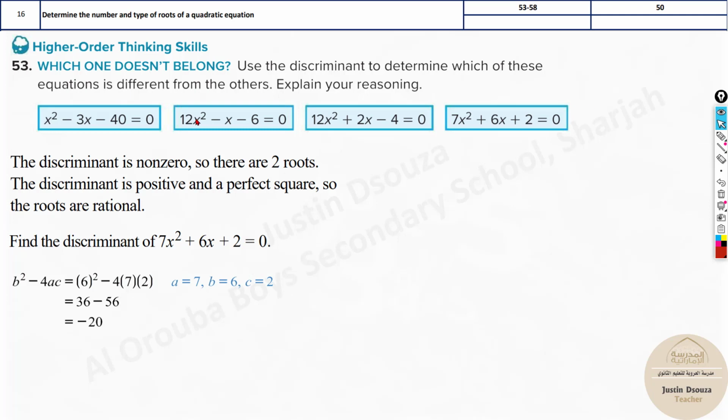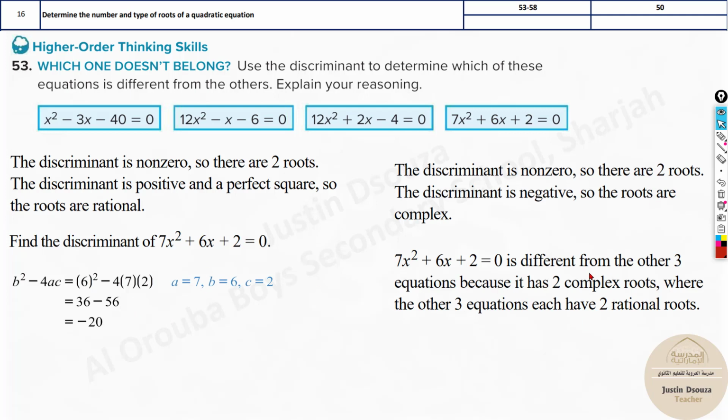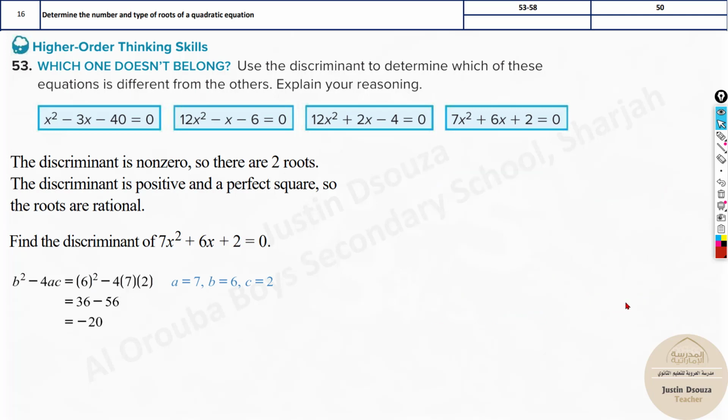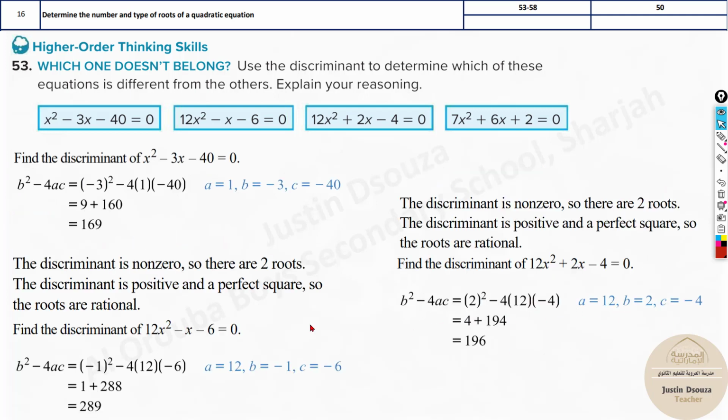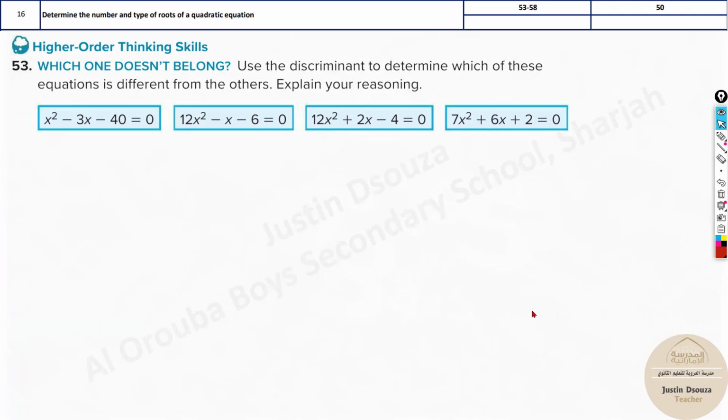The first one is very simple. Just find all the discriminants. Here we got a negative, so this is the odd one out. So you will have two complex roots. That's the thing, okay? The other three equations have two rational roots. Why? Because all of them are perfect squares. That's the reason.